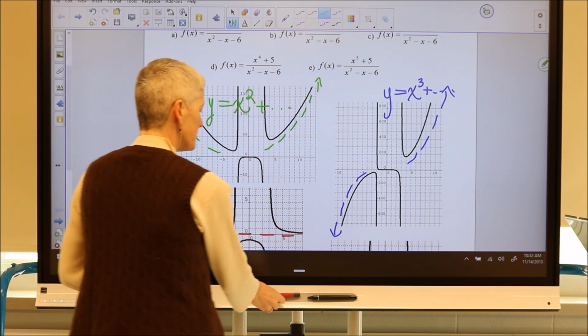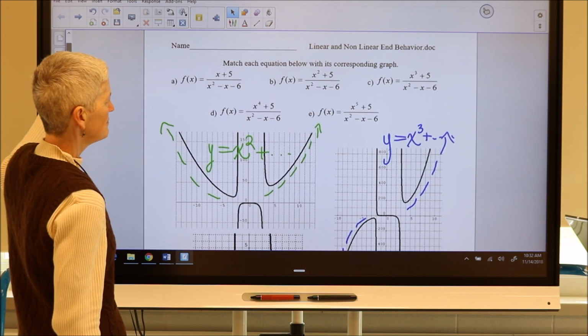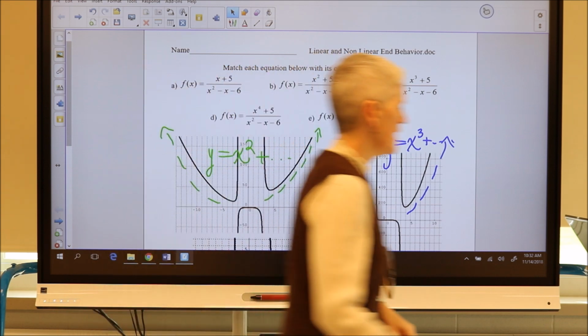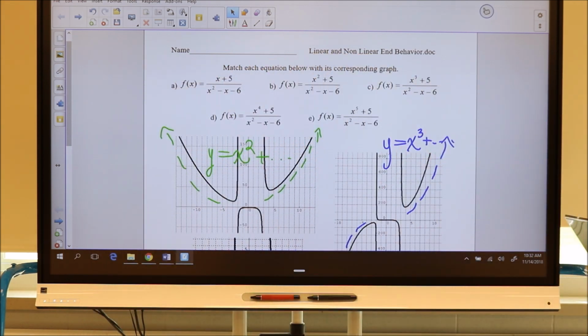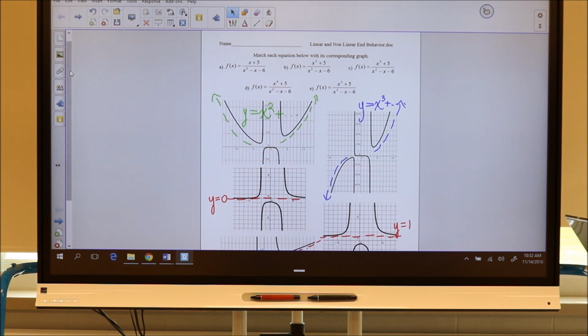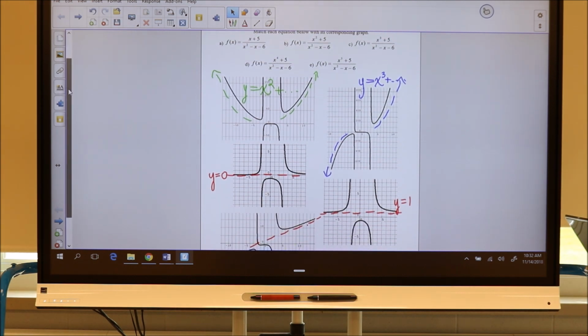But what I want to be able to do right now is to look at these functions up at the top and to be able to match them with their graphs. All right, so let's minimize this so you can take a look. And certainly pause the video if you wish, so you can really see which function is going to go with which graph.